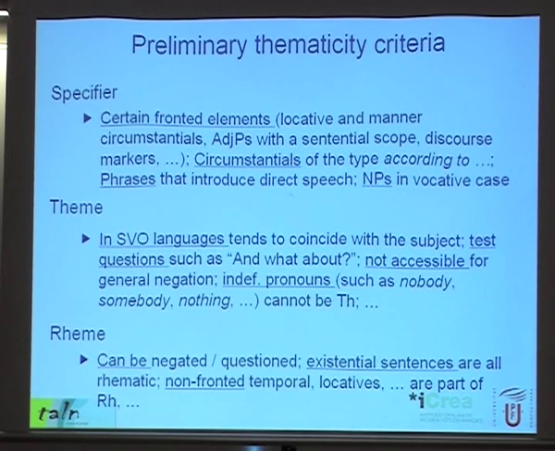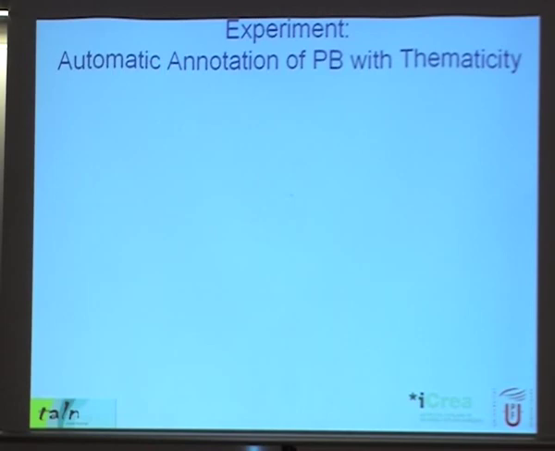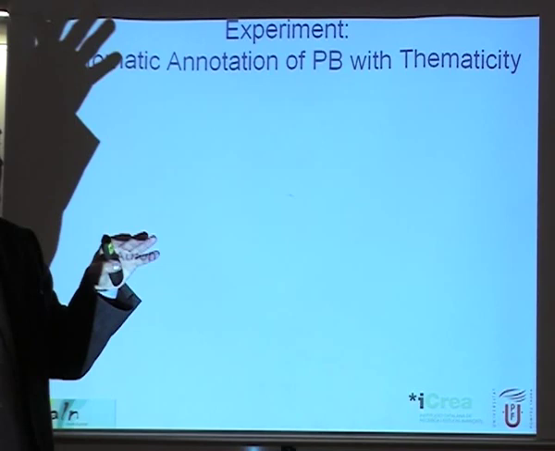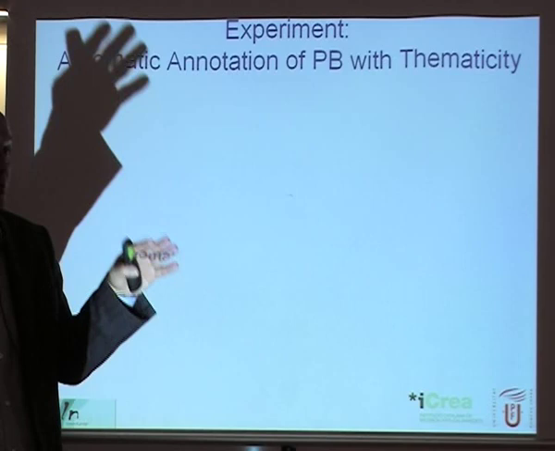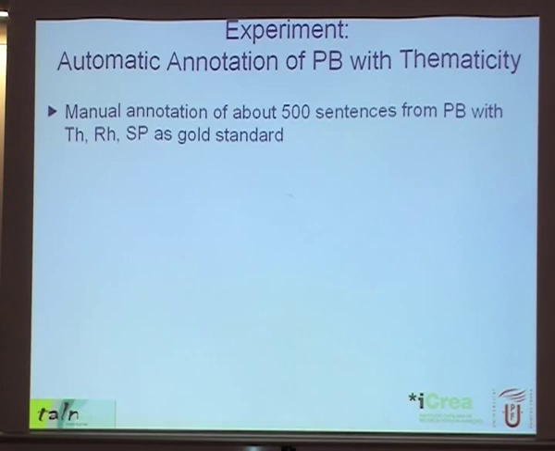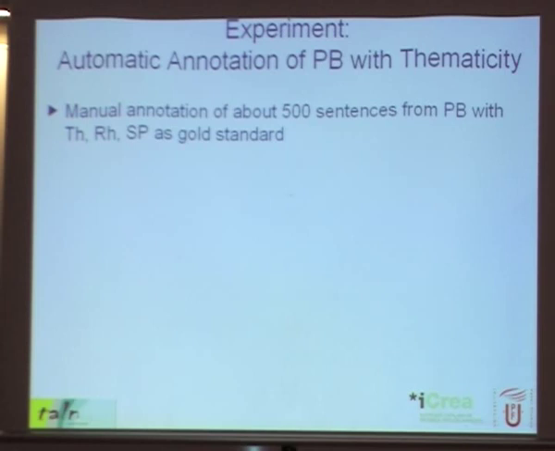So what we did, as I said, our primary intention was to see whether we can use automatic means to annotate, based on a small training corpus. We don't have the means to annotate 20,000 sentences with theme-rheme and then see later what happens. So we annotated about 500 sentences from the PropBank.